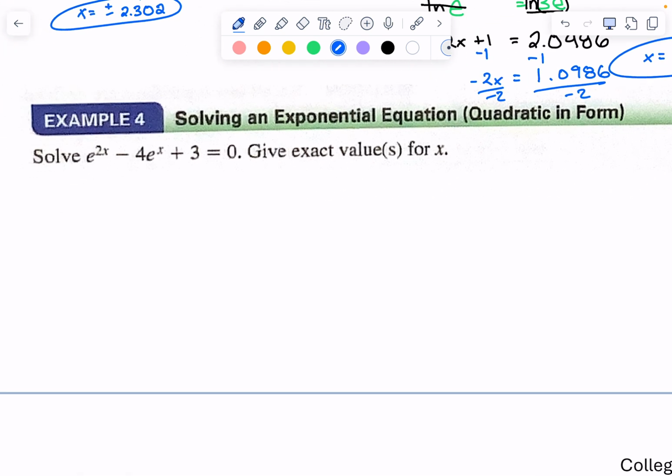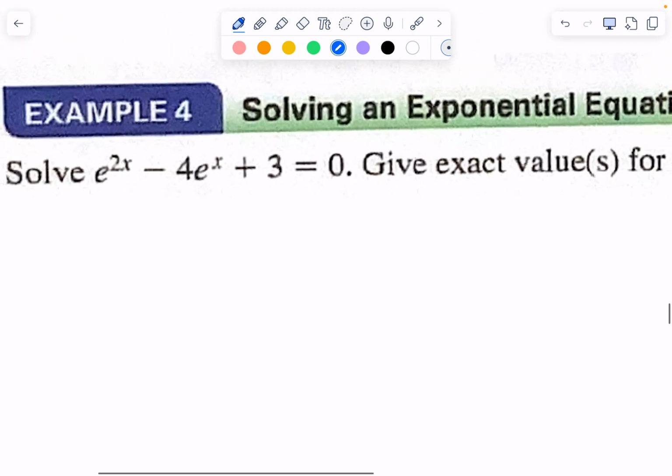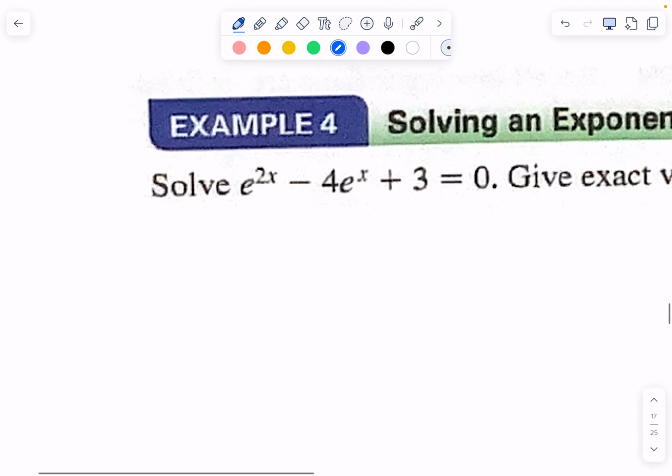One more. Okay, this is interesting. You don't see a whole lot of these. I don't think I give you a whole lot of these, but here's the deal. We are going to pretend. You ready? We're going to pretend for right now.